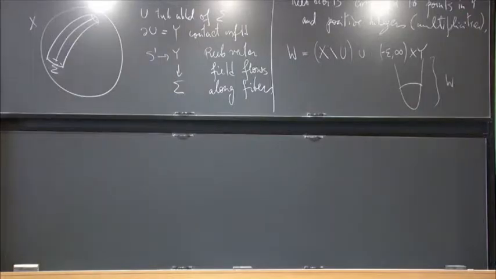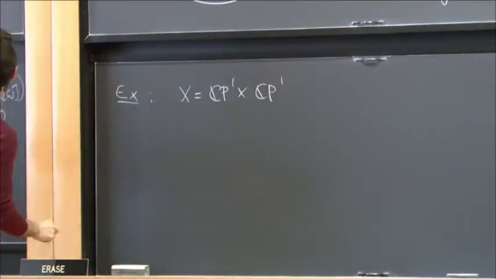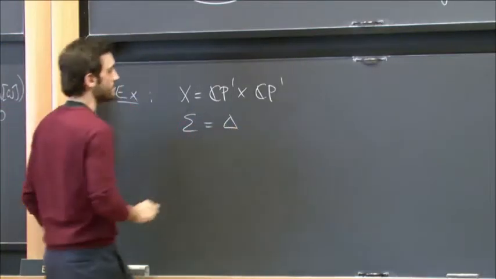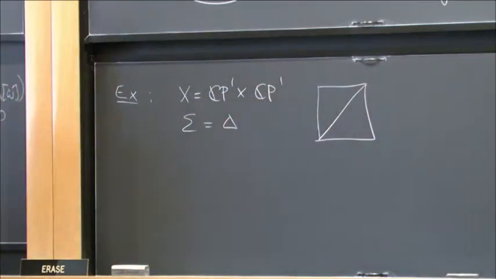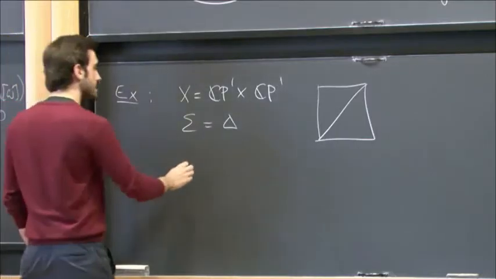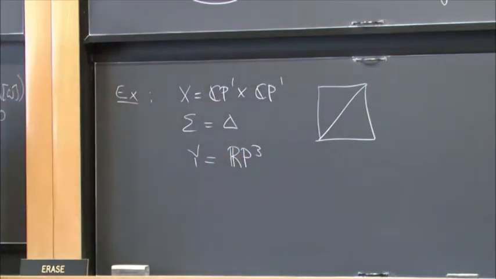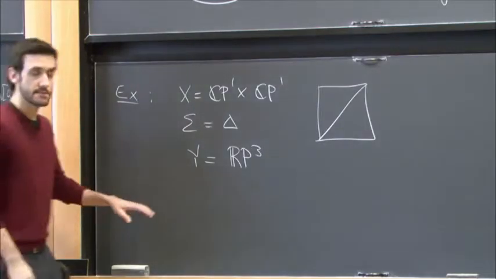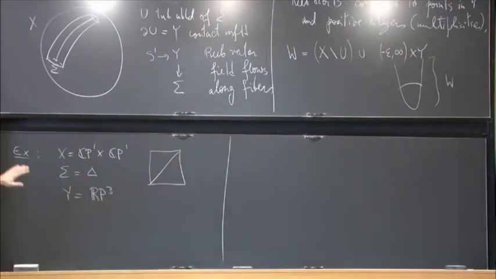Throughout, it's good to have an example in mind. The example that we'll have in mind is when X is CP1 times CP1, and my divisor is just the diagonal CP1. This is just a cartoon for it, and it turns out that my contact boundary is just a copy of RP3. Let me know if there are any questions at this point. This is my setup, and this is the example that I'll always have in mind in everything I'll say.